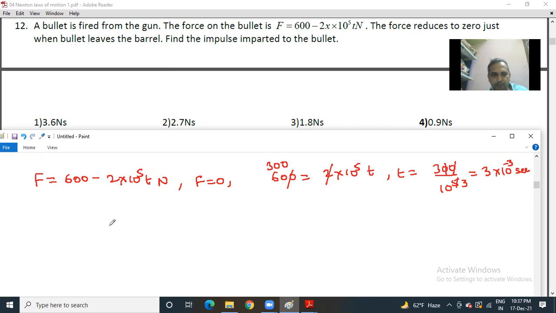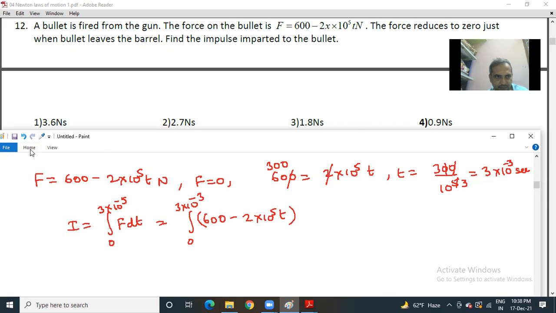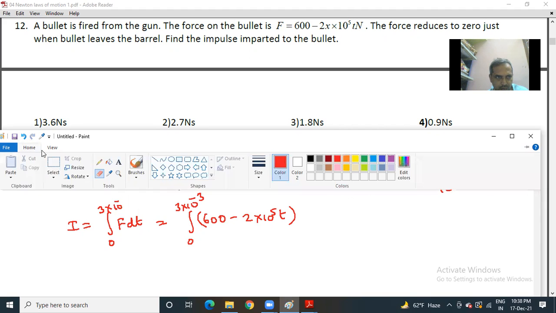So when force is variable, we can write impulse as the integral of F dt. The time interval is 0 to 3 × 10^-3. Now what is F given is 600 - 2 × 10^5 t. So the lower limit is 0, the upper limit is 3 × 10^-3, this is minus 3, not 5.